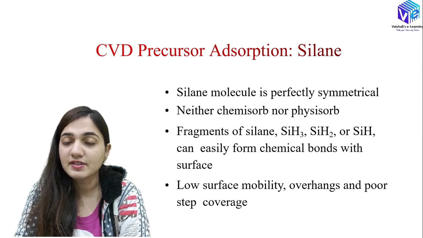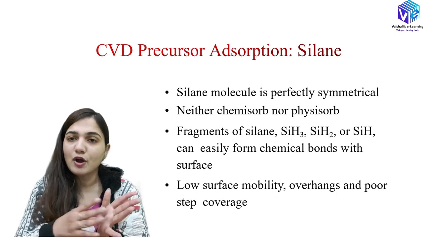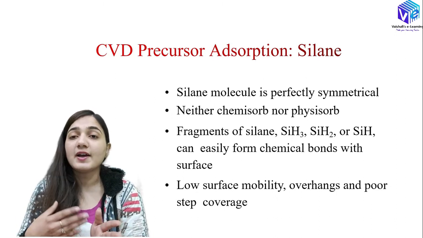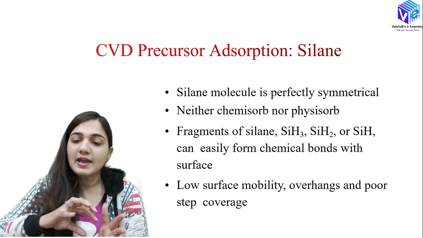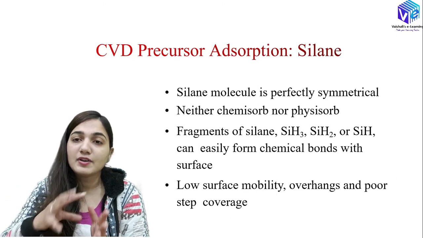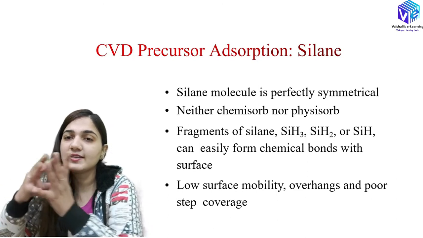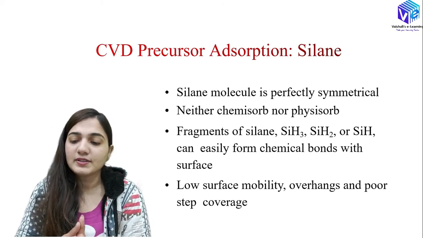So we can have some fragments of silane: we have SiH3 from SiH4, we can have SiH2 from SiH4, or we can have SiH. We can have some fragments. Hydrogen atoms are moving away and we are forming the fragments SiH3, SiH2 and SiH. They can easily form a chemical bond with the surface.